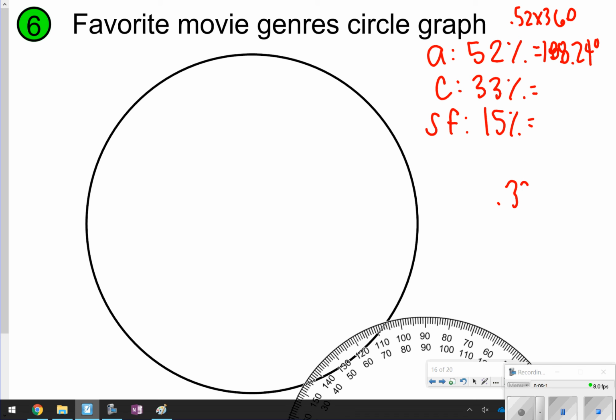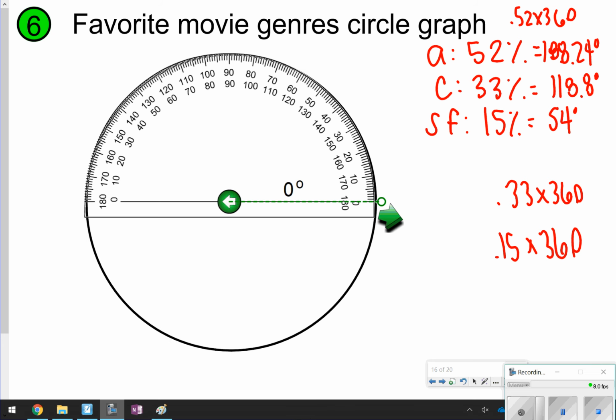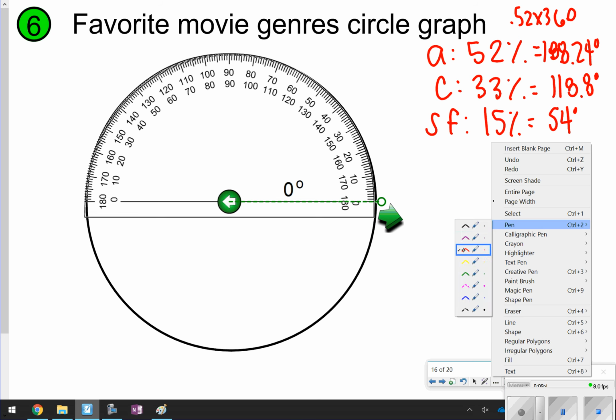Comedy will be 0.33 times 360. And that's 118.8. I'm going to keep the decimals for now. And then sci-fi would be 0.15 times 360. And we get 54 degrees. So probably easiest starting off is just do the smallest one here. So you're going to find the middle of your circle, and I'm actually going to make the circle fit my protractor this time. Alright, so we've got the protractor set up, and we're going to get started here.